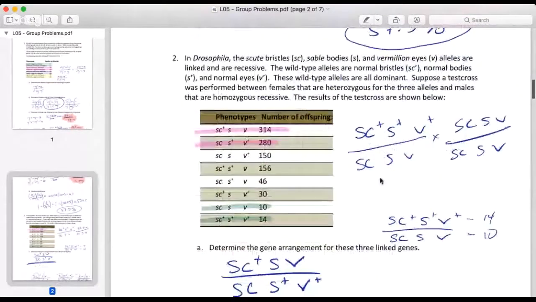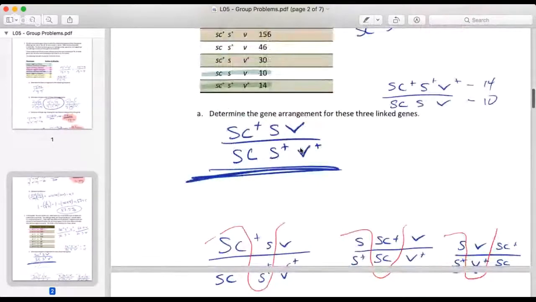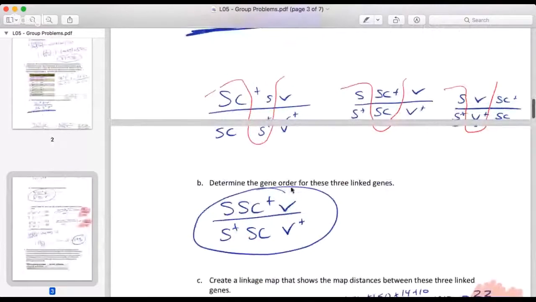Moving on to number 2. So again, doing the same thing. So the gene arrangement, I'm not sure if it was supposed to be an allele arrangement, but that's what it was. And then the gene order as well, working through that.